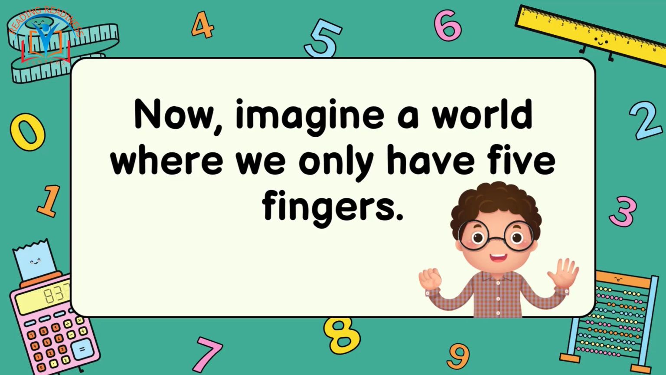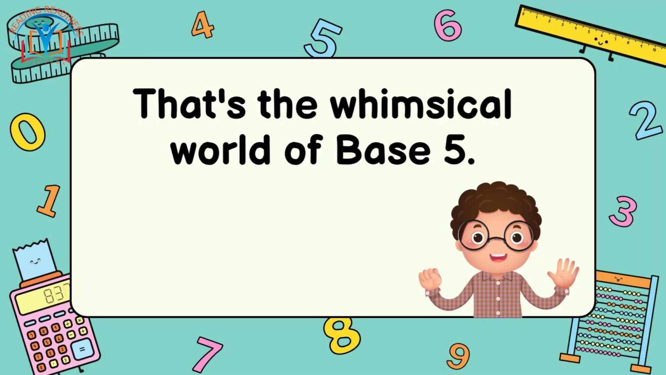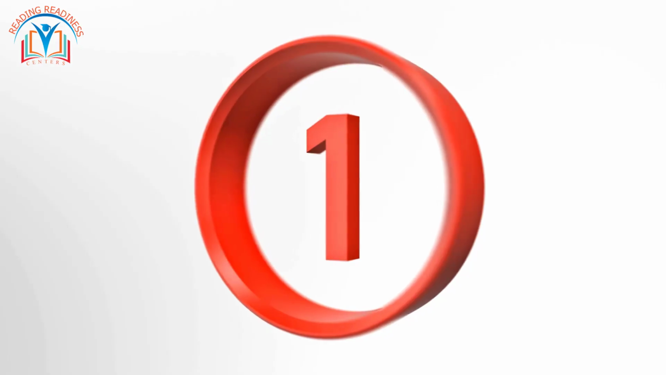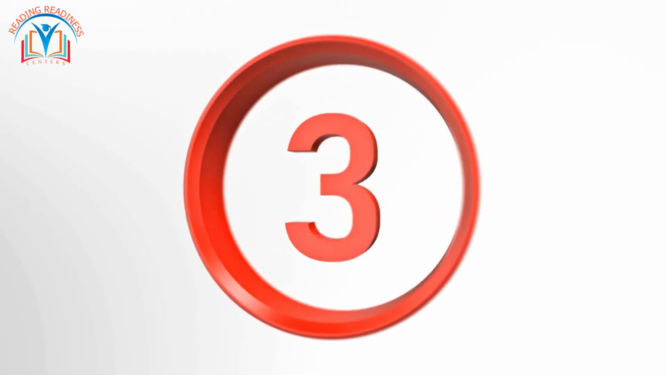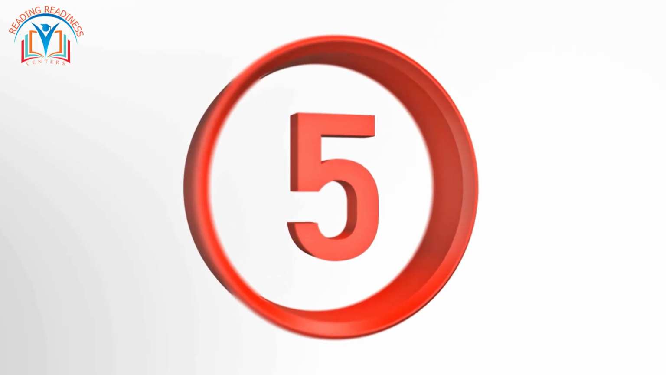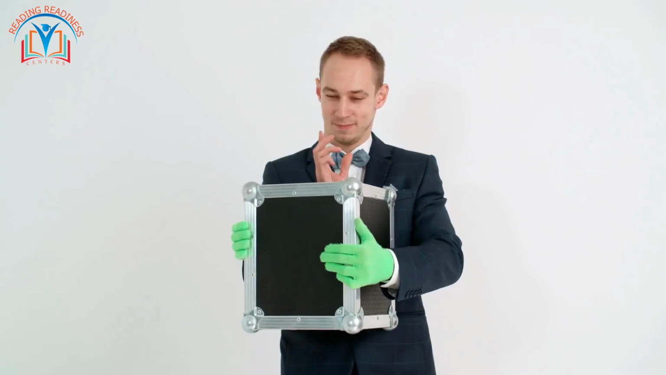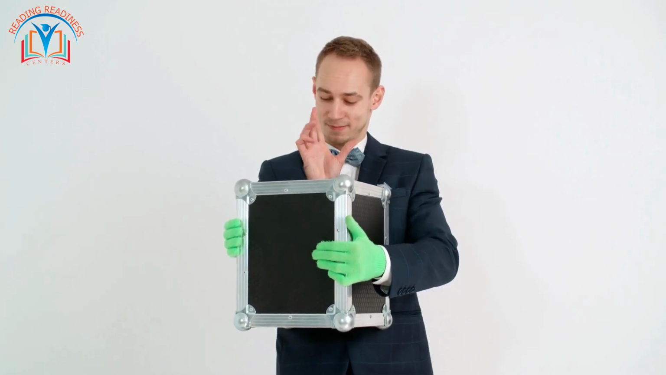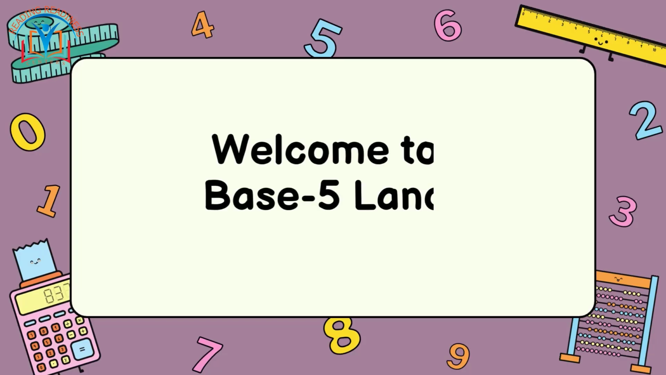Now, imagine a world where we only have 5 fingers. That's the whimsical world of base 5. We'd count like this: 1, 2, 3, 4, 5, and then we'd start again from 1. It's like having a hand full of magical counting powers. Welcome to base 5 land.